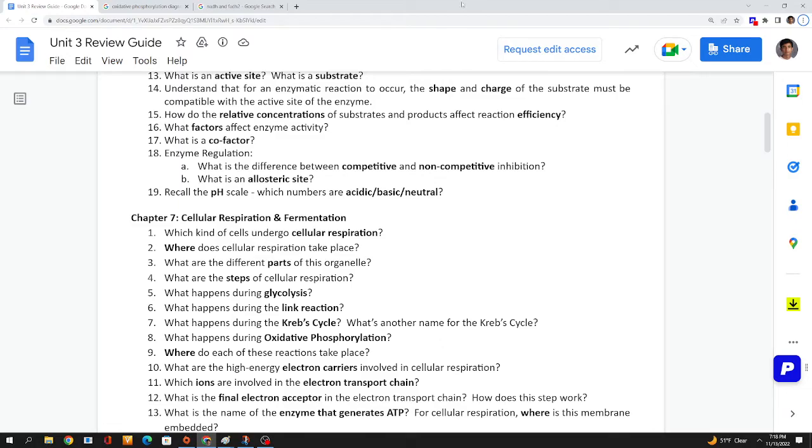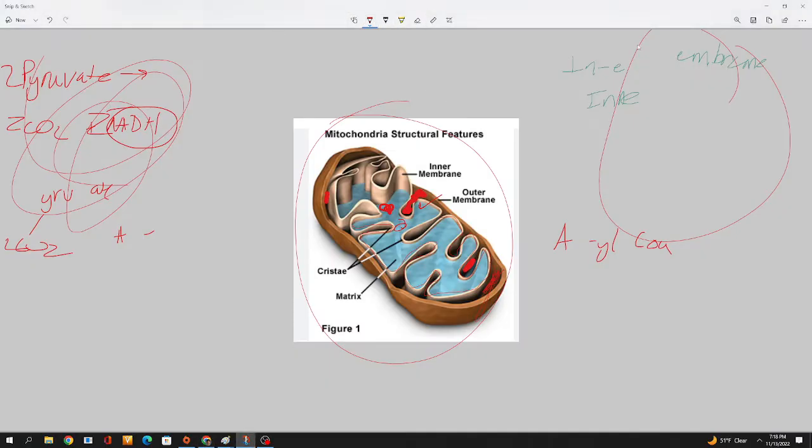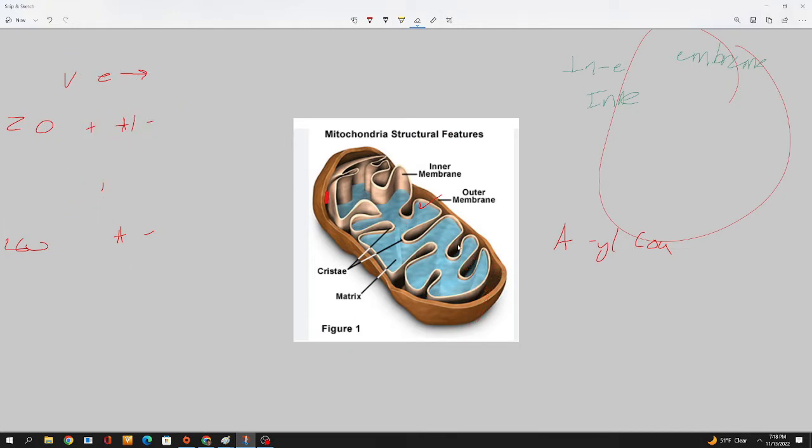What are the different parts of this organelle? Okay, so the different parts of this organelle are the following, and I have this little diagram here for you guys to look at. There's really four big parts that you have to recognize, and one of them isn't even significant to the content of this chapter. Number one is the outer membrane. This is not important for the purpose of this chapter. But what is important is the inner membrane.